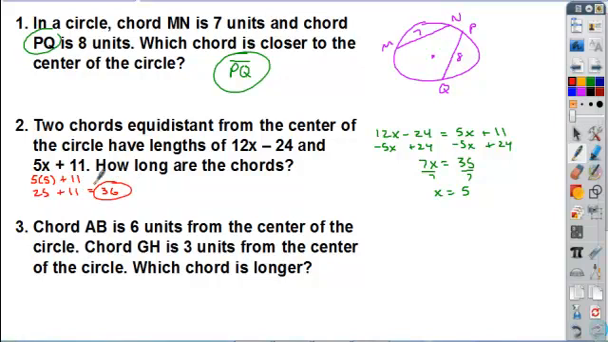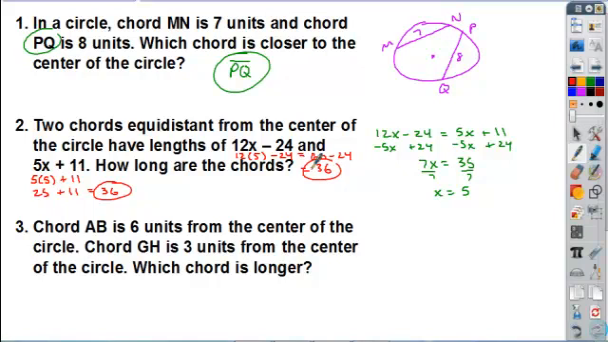And the nice thing with algebra is it often allows you to verify your answers. So we can verify this by plugging x into this other expression as well, and we should get the exact same answer. So if we took 12 times 5, which is 60, minus 24, is that equivalent to 36? It is, so that confirms that you had the right answer.